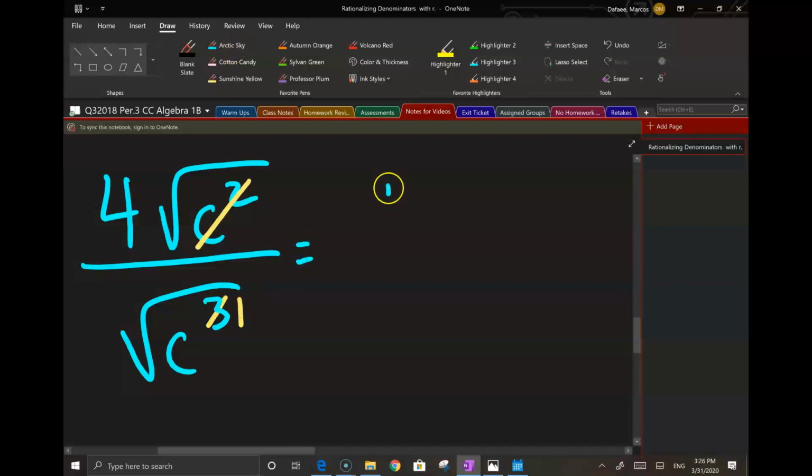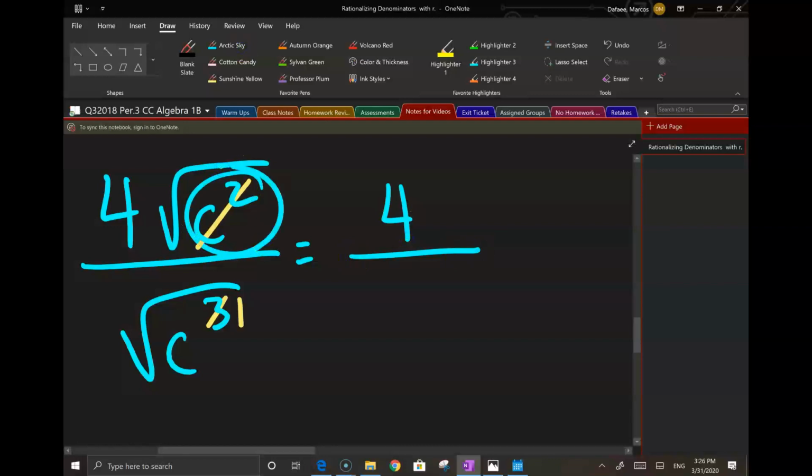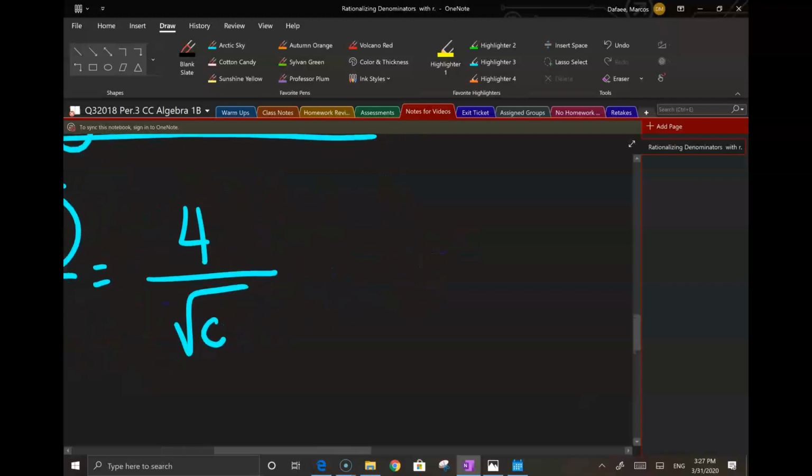So at the top, the numerator, I now have a 4, no more radical because I used up all 2 of the c's that I had. I used them all up, so they are gone. And in the denominator, I have only 1 c left, and it's inside the radical still. Now, I cannot obviously reduce 4 with the radical c. So what I can do instead is try to get rid of the radical c.